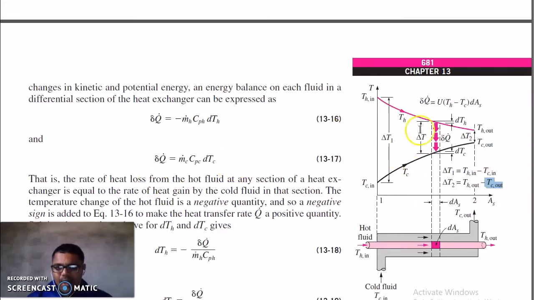Now we apply the heat energy balance on this element. The heat transferred by this hot fluid to this cold fluid must be equal.